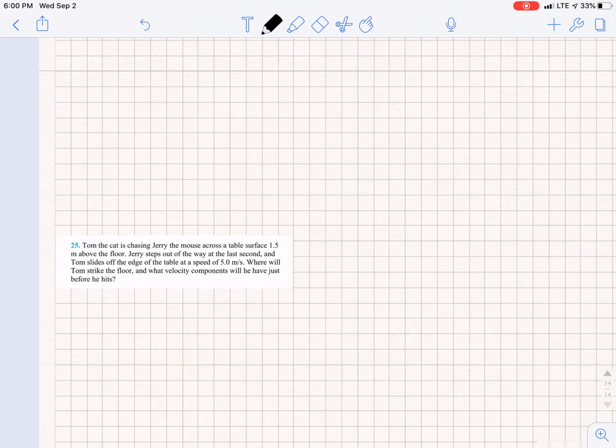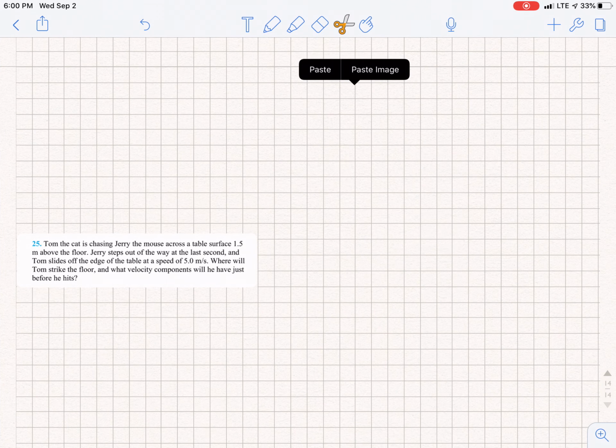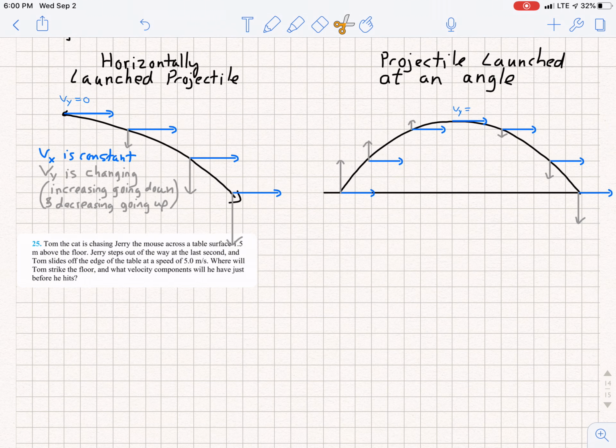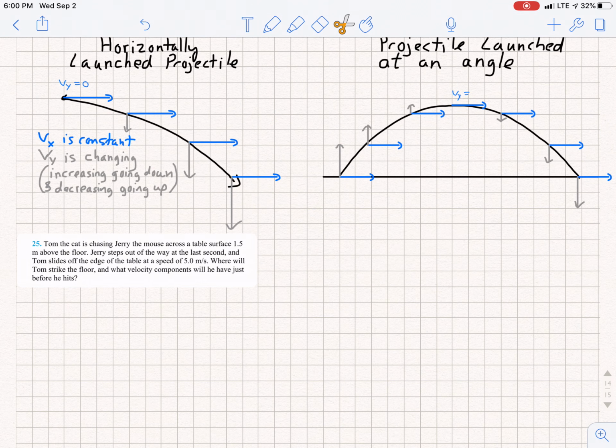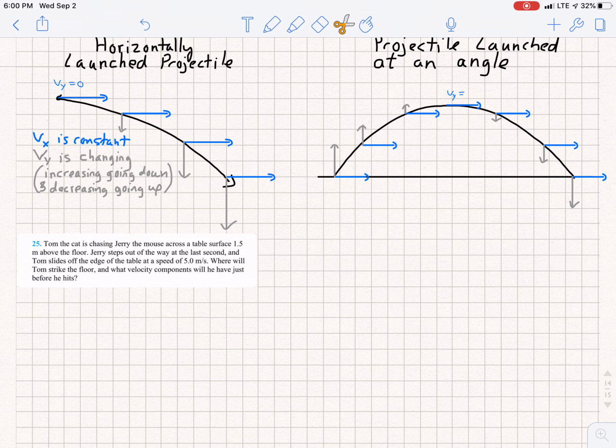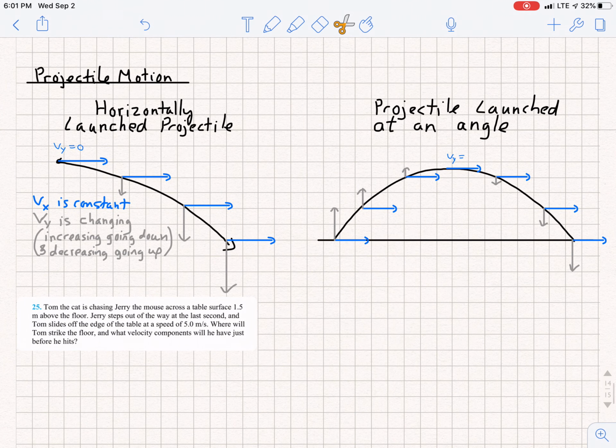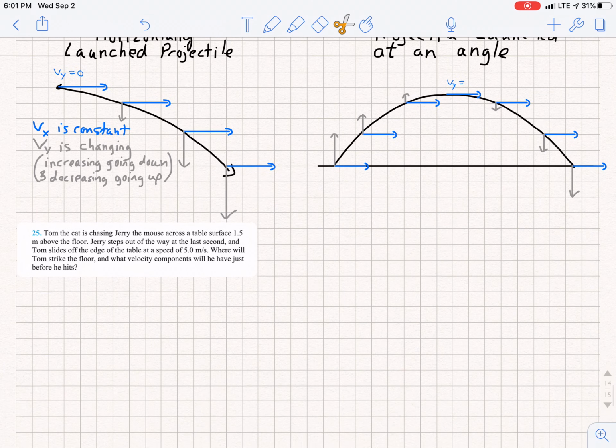This is an example of a projectile motion problem. And we know a projectile motion problem is going to occur when an object flies through the air, number one, and curves because of gravity's influence. So if gravity makes an object curve as it flies through the air, then that object is by definition a projectile. So this particular problem is a horizontally launched projectile.